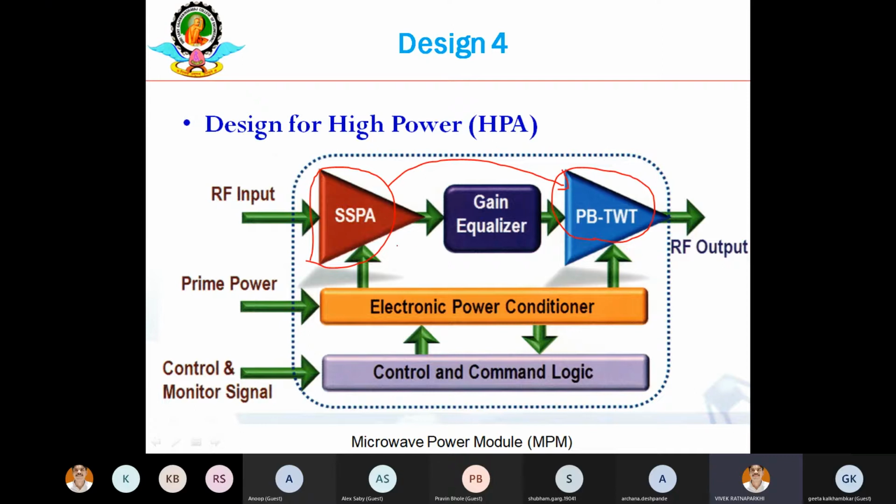As and when possible, researchers are always trying to propose solid state power amplifiers to replace these conventional microwave vacuum tubes. To operate these SSPAs and TWTAs, traveling wave tube amplifiers, there should be a proper electronic power conditioner circuit to control all parameters of these stages, and control and command logic with inbuilt microprocessor and microcontroller circuitry will also be used there.